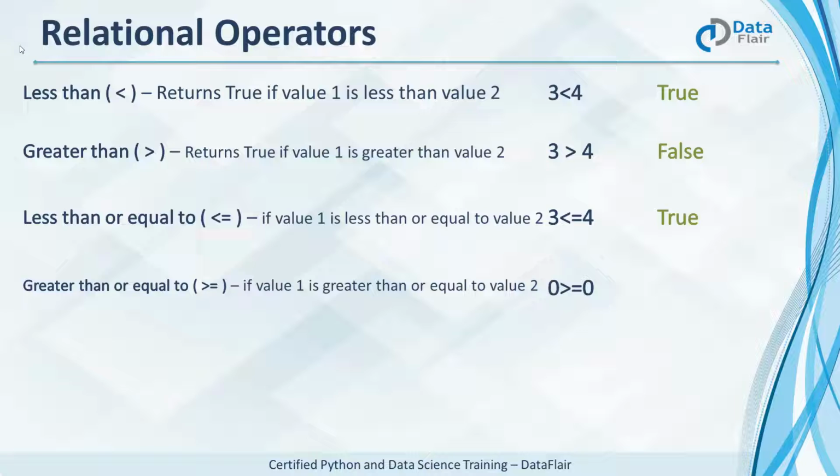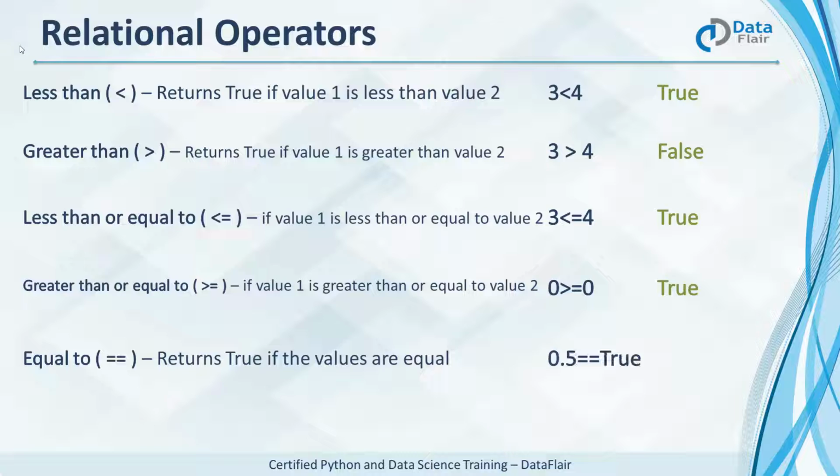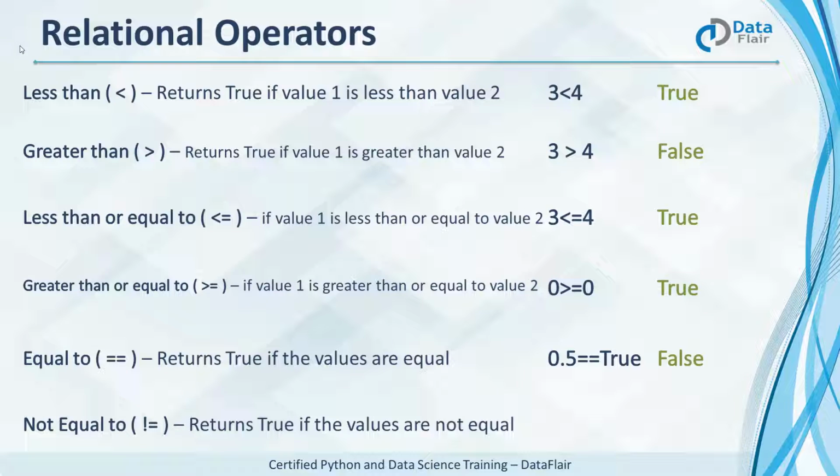The greater than or equal to is the opposite of that. Is 0 greater than or equal to 0? Yes, they are equal. Equal to has two equal signs and checks whether two values are equal. Is 0.5 equal to true? That is untrue. True has an integer value of 1. Not equal to is the opposite of this. Are minus 1 and minus 1.0 unequal? No, they are equal.